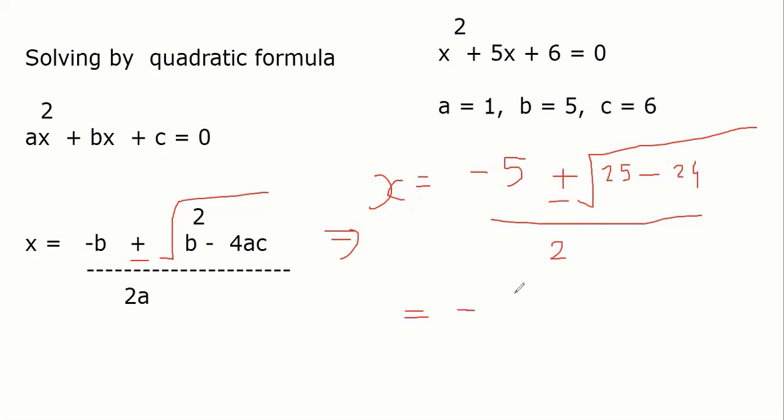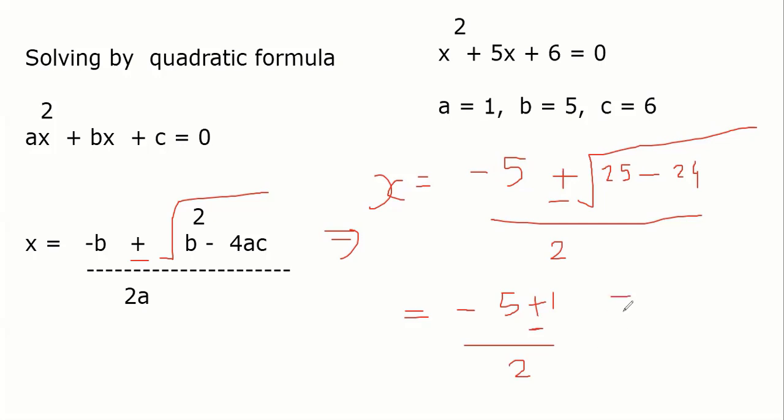If you solve this, minus 5 plus minus, very important, because tomorrow I am going to explain you something important about this plus minus thing. 25 minus 24 is 1. So 1. You have to write both plus and minus. So x equal to minus 5 plus minus 1 divided by 2.